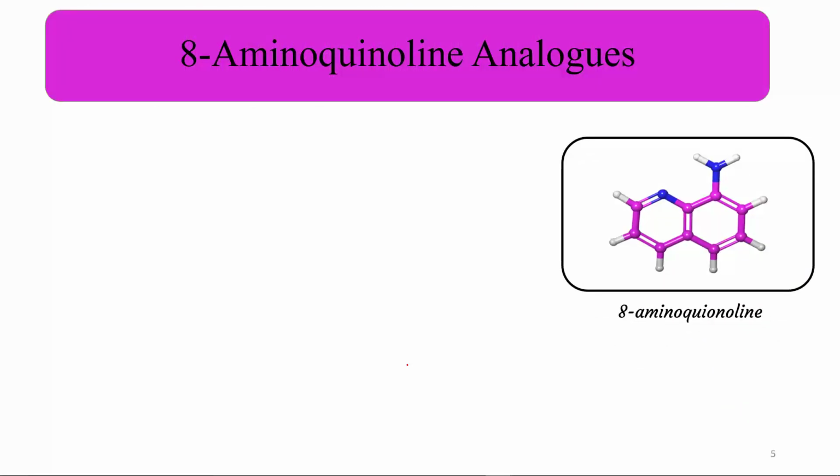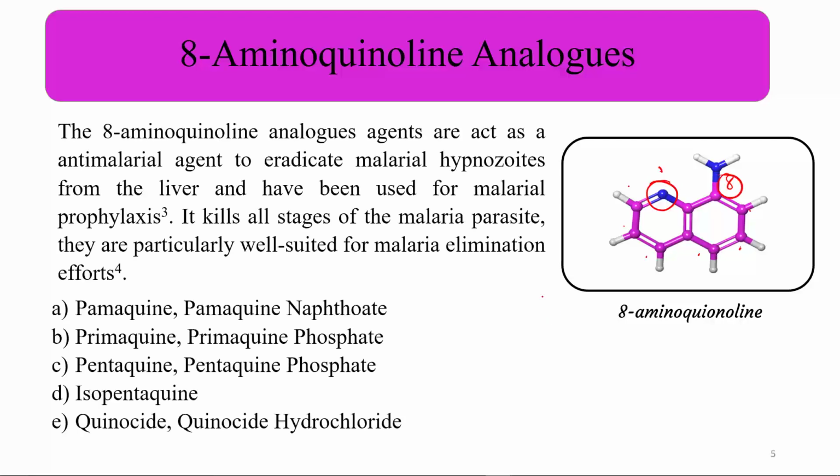The 8-aminoquinoline analogous drugs have a nitrogen at the 8th position. If we start here: first, second, third, fourth, fifth, sixth, 7 and 8 position. These agents are antimalarial agents used to eradicate malarial hypnozoites from the liver and have been used for malaria prophylaxis. It kills all stages of the malaria parasite and they are particularly well suited for malaria elimination efforts. Examples of drugs that fall under this category are pamaquine, primaquine, pentaquine, isopentaquine and phenocides.